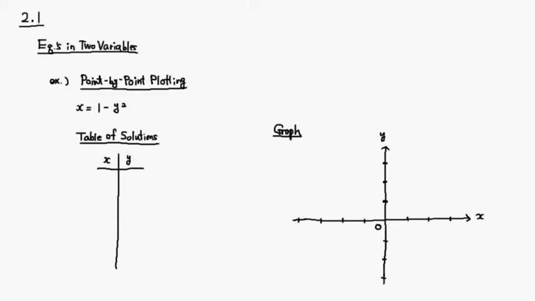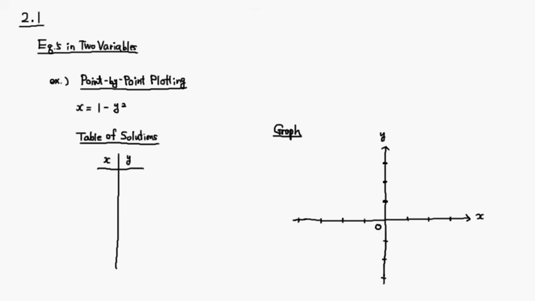All right, let's look at section 2.1. Let's talk about equations in two variables, especially graphing them. Since we don't have a lot of tools to sketch the graph, let's try point-by-point plotting, which is somewhat primitive, but it works quite well.